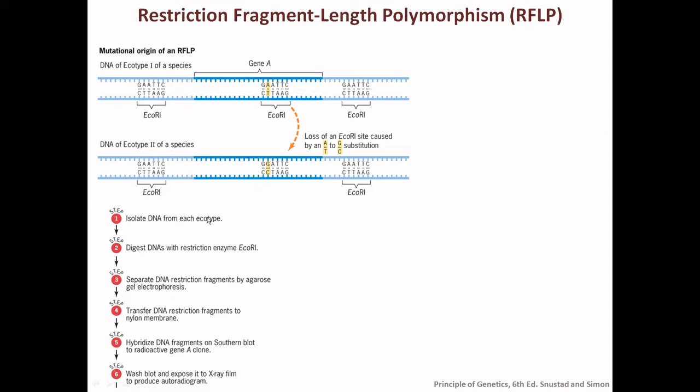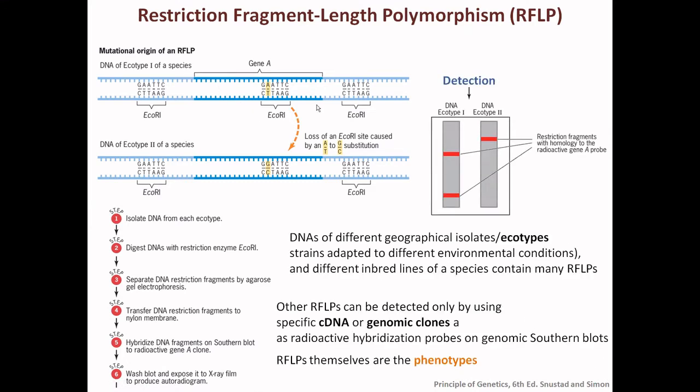So how do we prepare it? We isolate the DNA, we digest with EcoR1, then separate it, then transfer it to the nylon membrane for a Southern blot, and after that we hybridize it and do the autoradiography to see the different bands. So in this case, we see the 2 bands in ecotype 1. In the second one there is a mutation, so EcoR1 cannot digest it. So instead of 2, we can see 1 bigger band here.